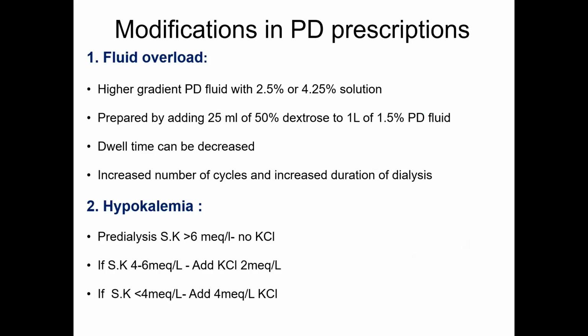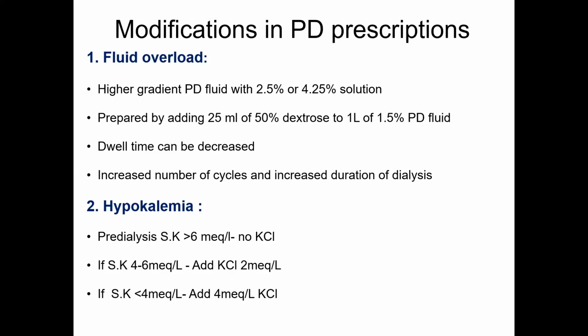Now, modifications of the peritoneal dialysis prescriptions. As already mentioned, PD fluid and various parameters can be modified according to the clinical and biochemical parameters of the baby. So, first condition is fluid overload. If we want to make more ultrafiltrate and cause more fluid removal, then we have to use higher gradient PD fluid with 2.5% or 4.25% solution. And this can be prepared by adding 25 ml of 50% dextrose to 1 liter of 1.5% PD fluid. Also, for more ultrafiltration, dwell time can be increased, with an increased number of cycles and increased duration of dialysis.